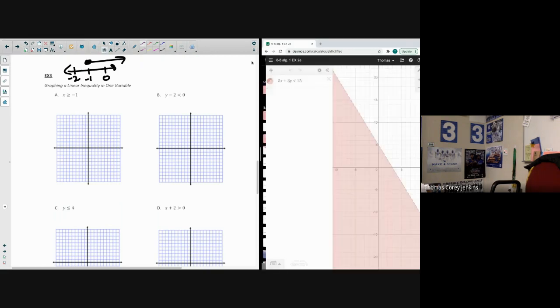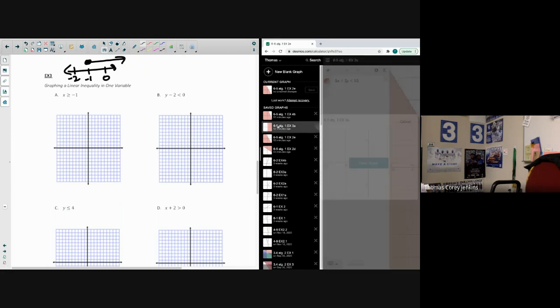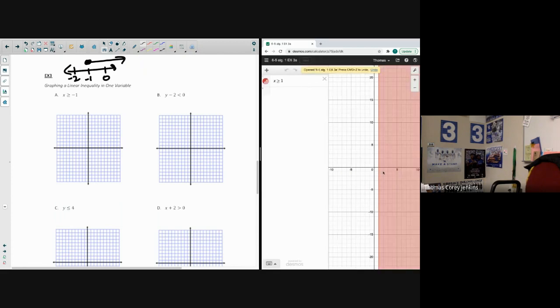So let's look at Desmos. When in doubt, we'll use Desmos. Okay, so this would be example 3A. Open graph. All right, so what we see is a vertical line that passes through 1, 0, right? So on a 2-variable graph or a coordinate grid, if it says x is whatever than a number, that's going to be a vertical line.